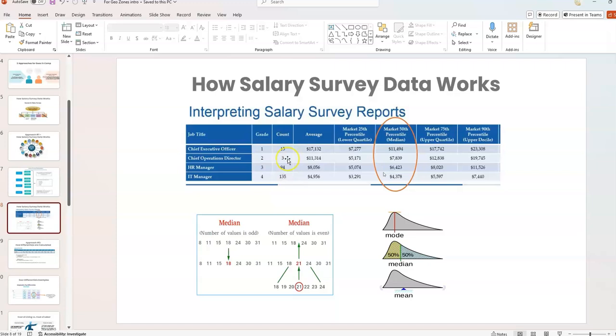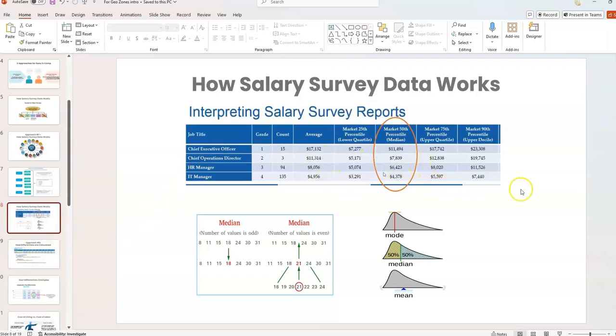Usually you'll see 2 counts, the company count and the employee count. Typically we look at the market 50th percentile, which is the median. I had a little explanation for median down here. I have other videos that go over percentiles and medians, but when I call it median or market data, that's usually the number I'm referring to.